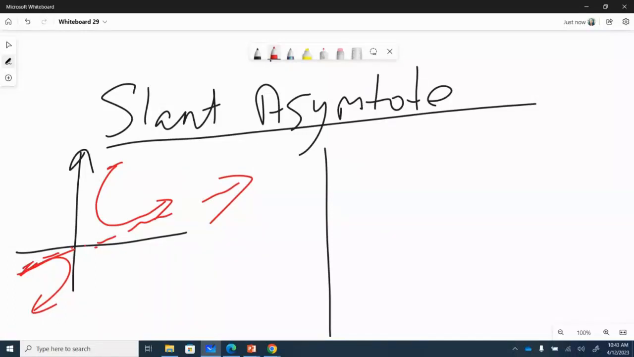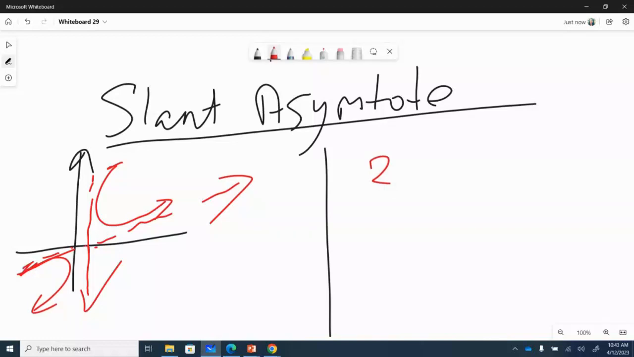And you can also have a vertical asymptote. This function, this unnamed function, can have a vertical asymptote. It can have a slant asymptote. Okay, so when do we have a slant asymptote? I'm going to write a question. I'm making it up so that we can look at an actual question.